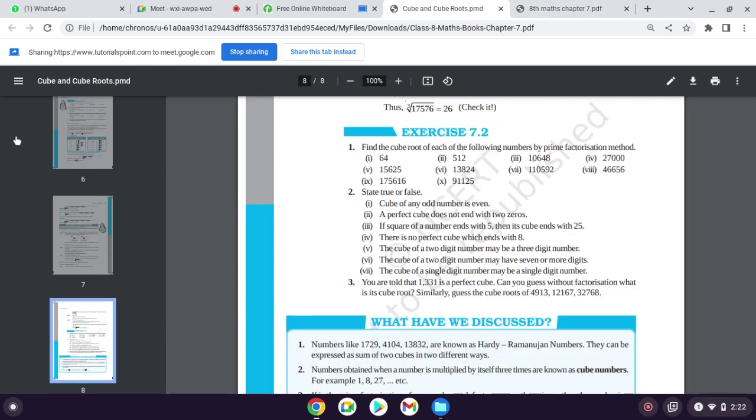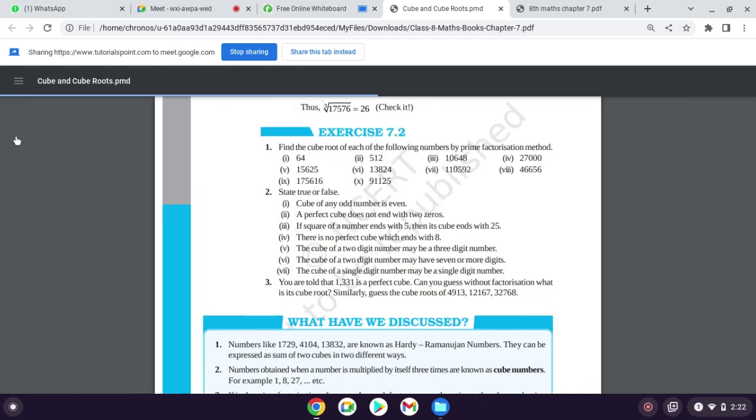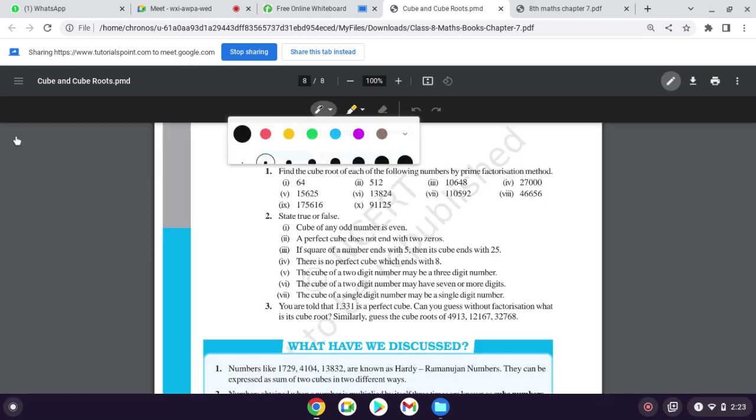Okay, can we do the true and false? State true or false: cube of any odd number is even. Cube of any odd number is not even. It's always odd. When we find the cube of an odd number, we get an odd number as a result, because the unit place digit of an odd number is odd and we are multiplying 3 odd numbers. The product will again be an odd number, not an even number.